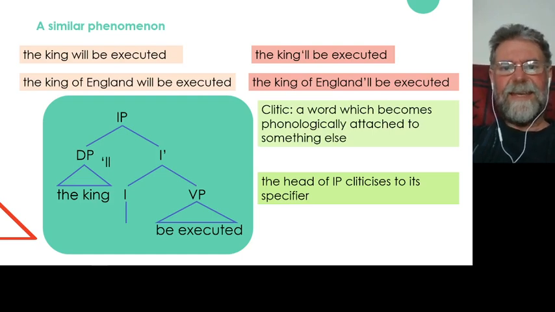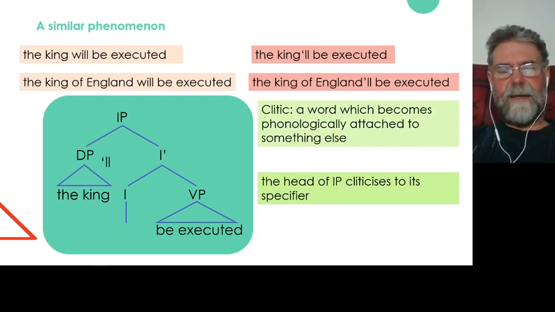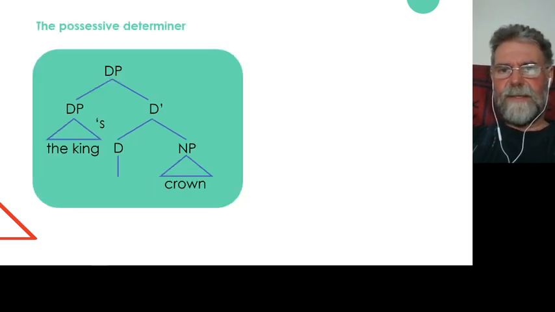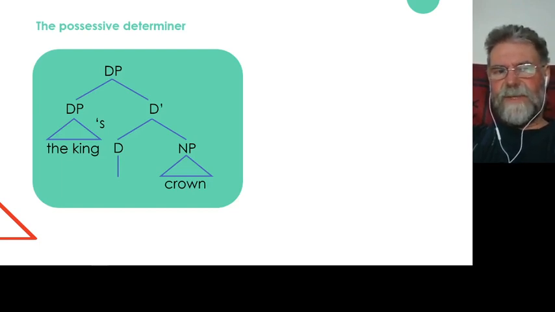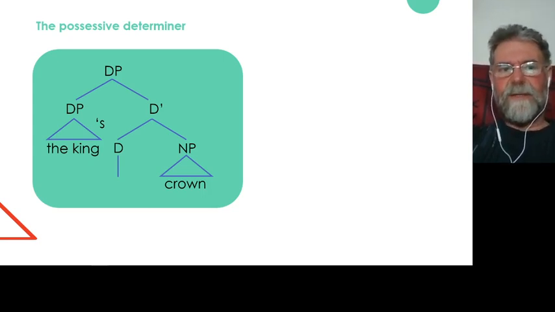And as I said, a clitic is a word which becomes phonologically attached to something else within its immediate environment. In English, it seems as though it's the thing that precedes it that the clitic inflection becomes attached to, i.e. the subject in this case. Now, let's go back and apply what we've learned to what's going on inside the DP. As we've seen, we've got this clitic-like possessive 's element that is stuck onto the whole of the possessor.